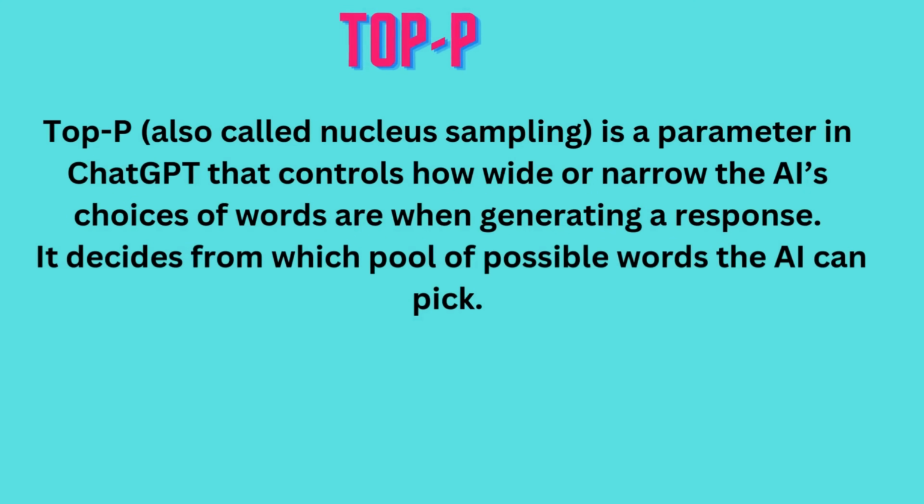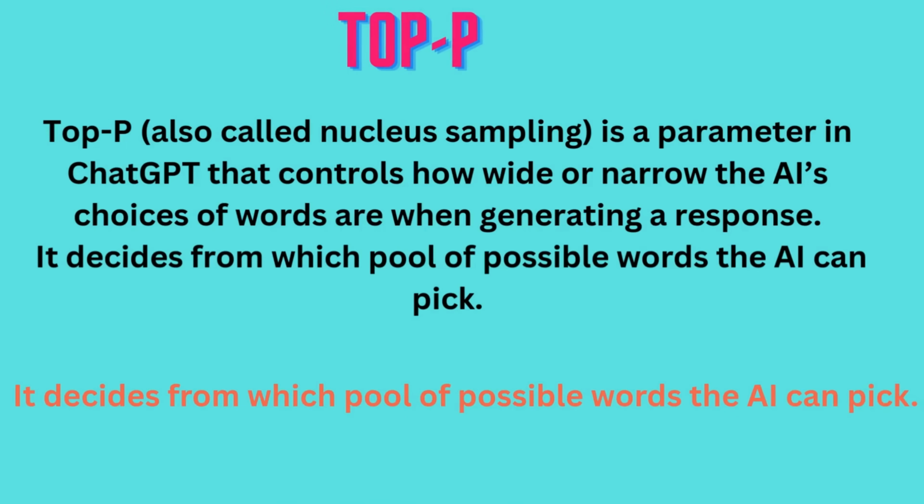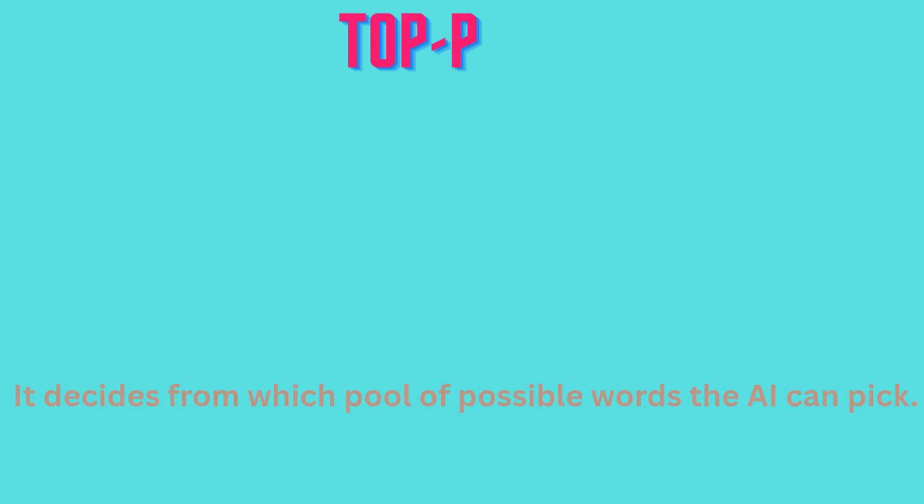Top P or nucleus sampling decides how wide the AI's word choice can be. A lower top P keeps the pool of options small, so the responses are more focused and safe. A higher top P opens up a large pool, making the answers more diverse and creative. In short, it's about choosing whether the AI plays within a narrow set of words or explores more possibilities.